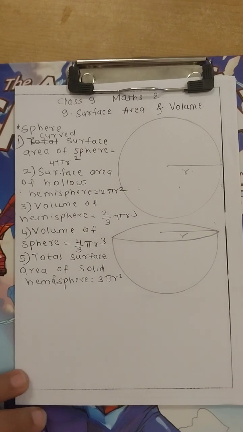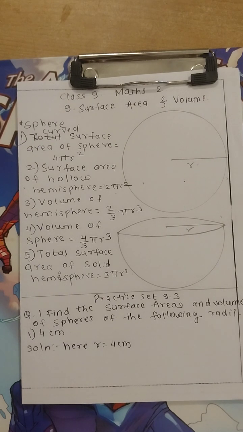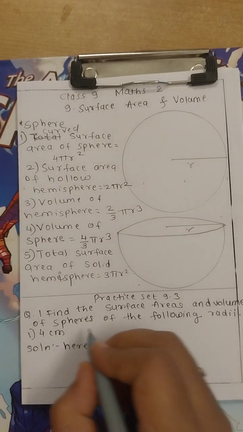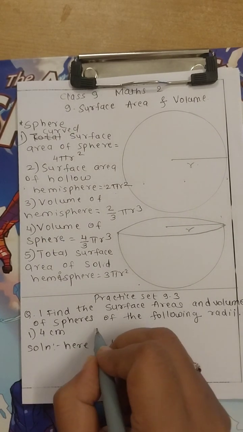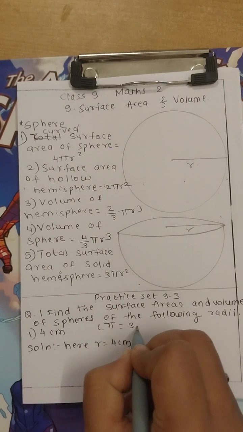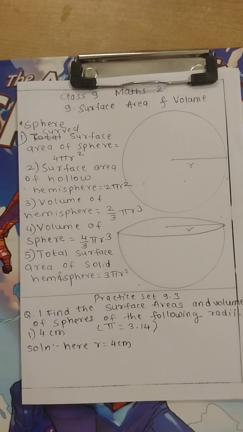Okay, let's go through practice set 9.3, question number 1. Find the surface areas and volume of spheres of the following radii. They have given 4 radii, and you have to find out the surface area and volume of a sphere while taking pi is equal to 3.14. They have told us to take pi is equal to 3.14.